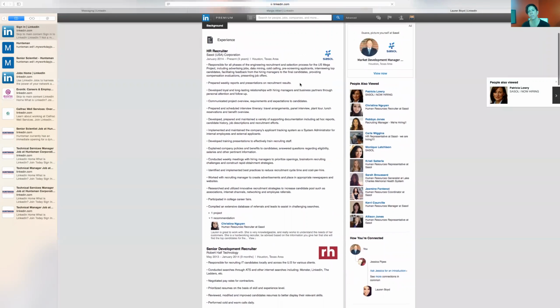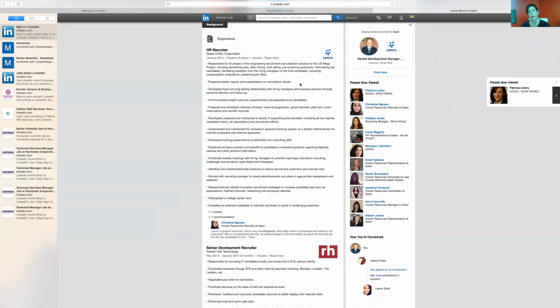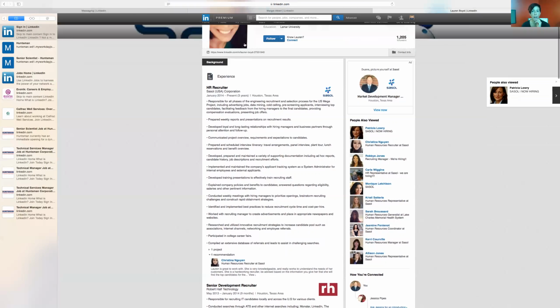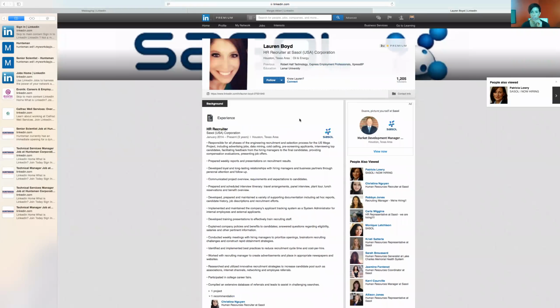And do you notice over to the right side, right underneath your picture, there are other people that work at Sasol? One of the titles says now hiring. Another says human resource representative. You're looking for people who can get you in the door. Here's another one, Carla Wiggins, HR at Sasol, we are now hiring. But this particular recruiter, Lauren Boyd, whose profile you're in right now, is the one handling the resumes that come in.